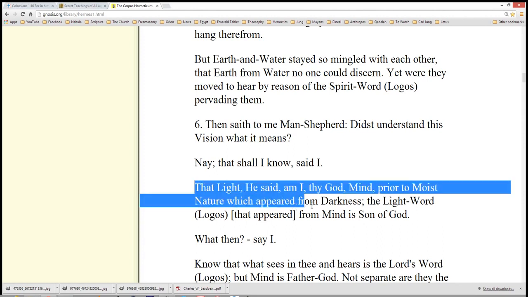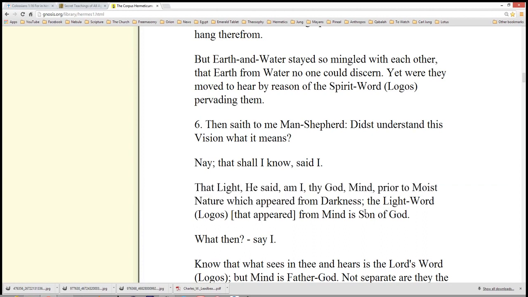That light, he said, am I, thy God, mind, prior to moist nature which appeared from darkness. The light word, the Logos, that appeared from mind is the Son of God. And the Son of God is in the image of God, and God is mind.